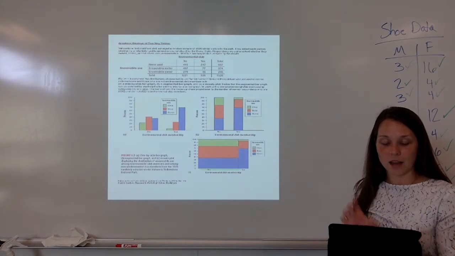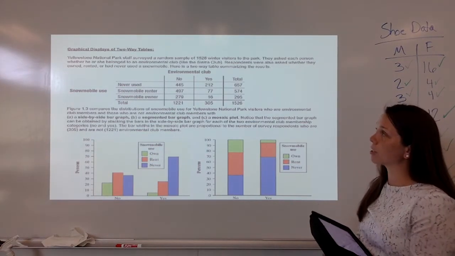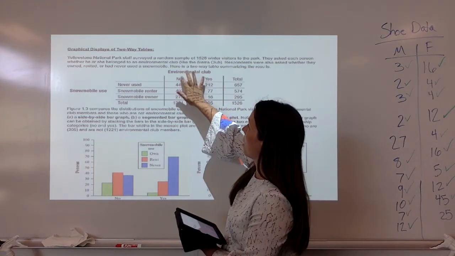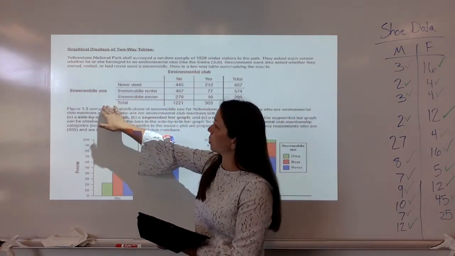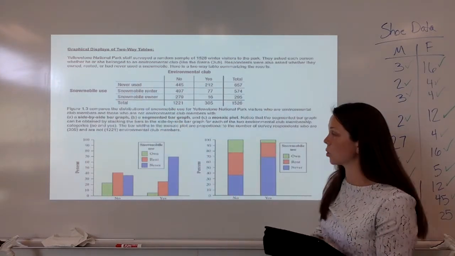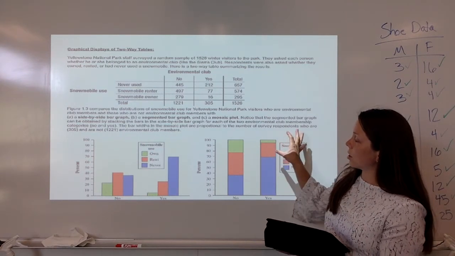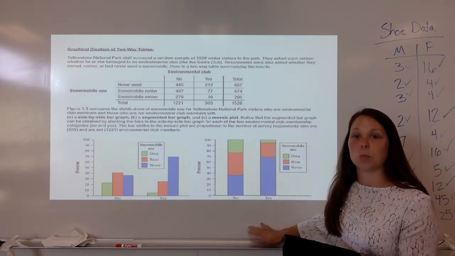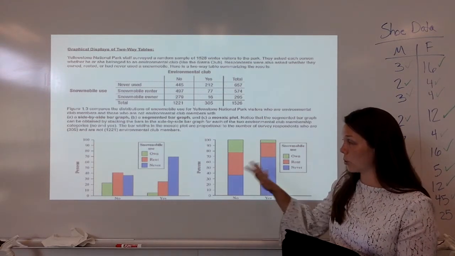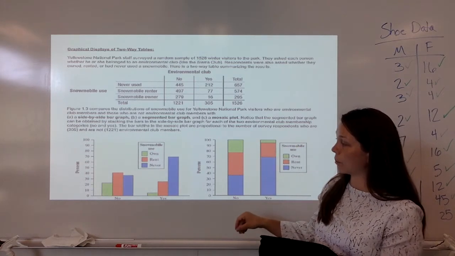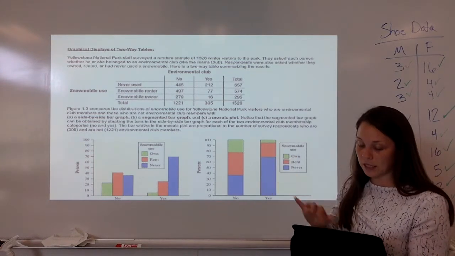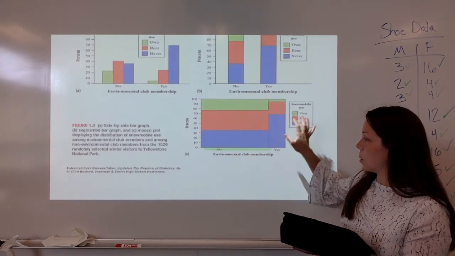What I want you to look at on the next page are graphical displays of two-way tables. So I have a two-way table here. It's environmental club, either yes or no. And then snowmobile use, never used, you're a renter or an owner of a snowmobile, and it has some totals there. This here is a really good example and one that I want you to read through to learn about the different ways you can represent a two-way table. There's the side-by-side bar graph, there's the segmented bar graph, and then there's the mosaic plot here.